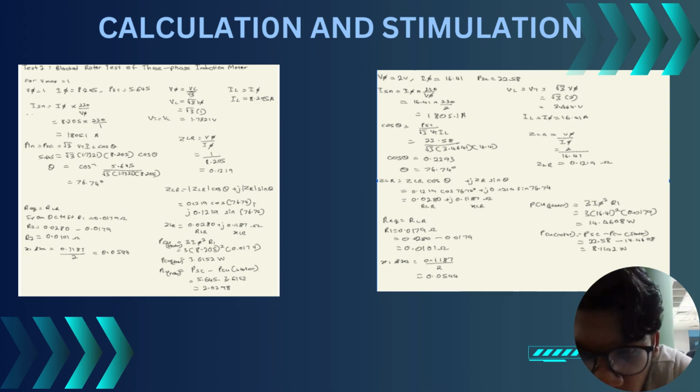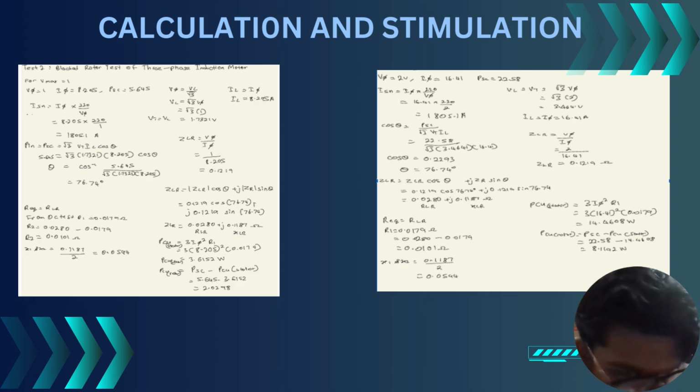You should get the same theta, and the same method is used here. We need to use the ZLR formula, and we substitute the value, and then we will get RLR and XLR. Then we find the power stator by using the same formula 3 I phase square R1. We just substitute the value here, and PCU stator equals 14.4608 watt. For the rotor, we have PCU minus PCU stator, so we just substitute the value, we will get 8.1192 watt.